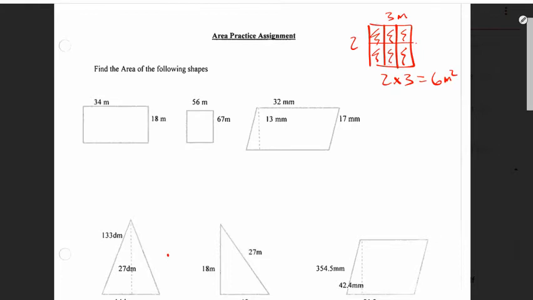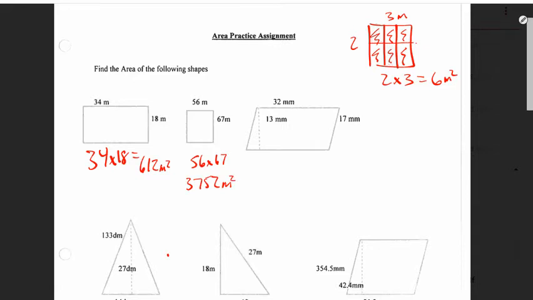So in this case, when we're looking at any type of square or rectangle, it literally is just 34 times 18, and it's 612 meters squared. This one here, it's just 56 times 67, and it's 3,752, and it's meters, again, squared.